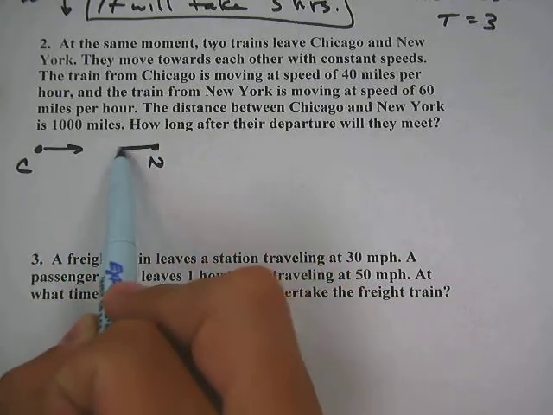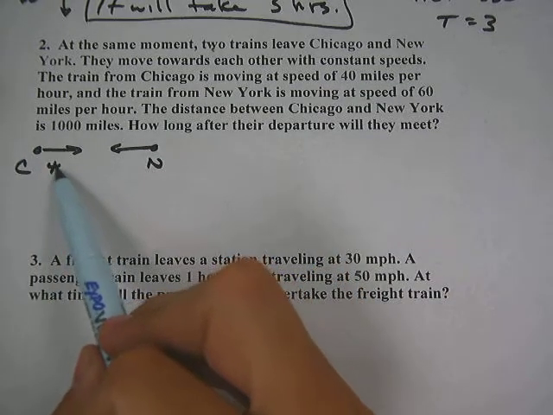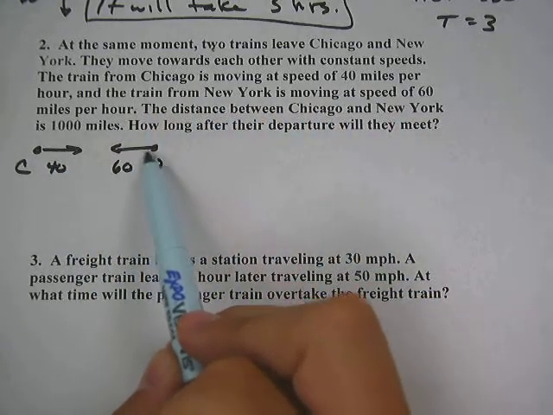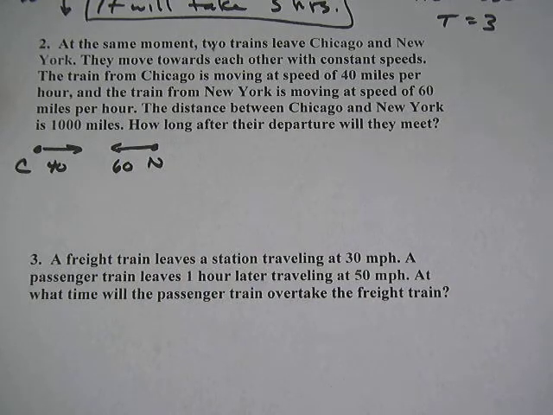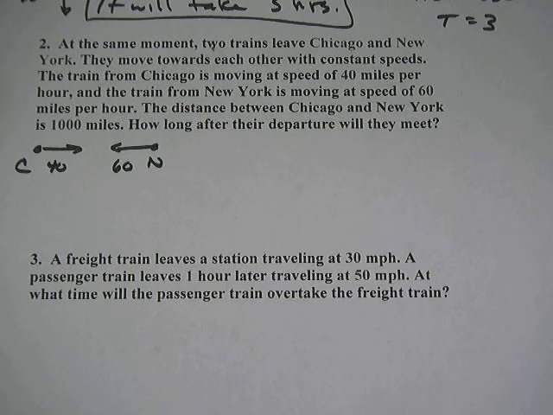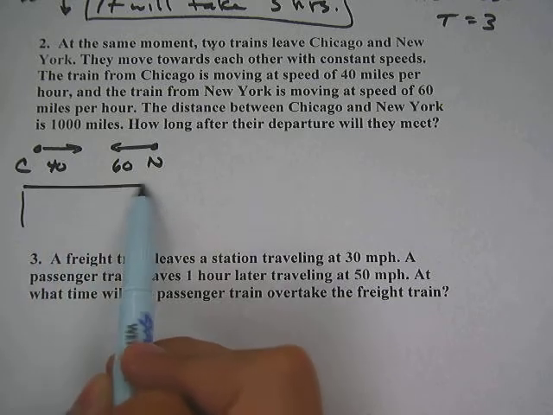So over here you have Chicago, and over here you have New York. And you got 2 trains heading towards each other. The train from Chicago is moving at a rate of 40 miles per hour, and the one from New York is leaving at 60. So this one's obviously traveling faster. The distance between Chicago and New York is 1,000 miles. How long after their departures will they meet?